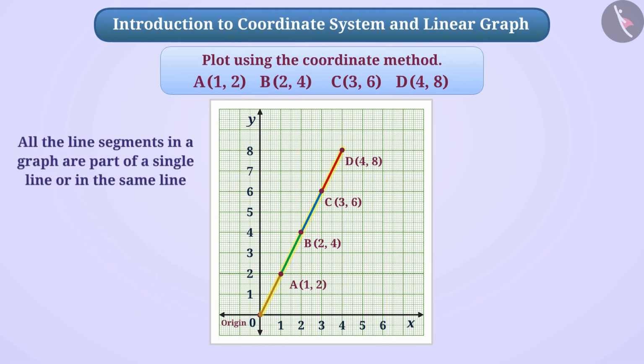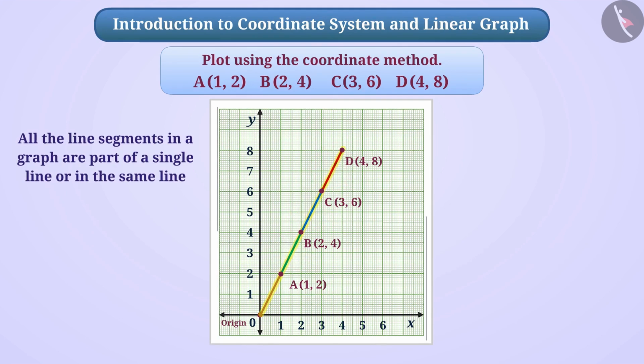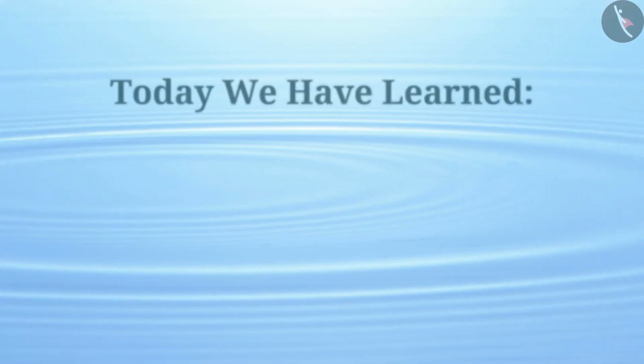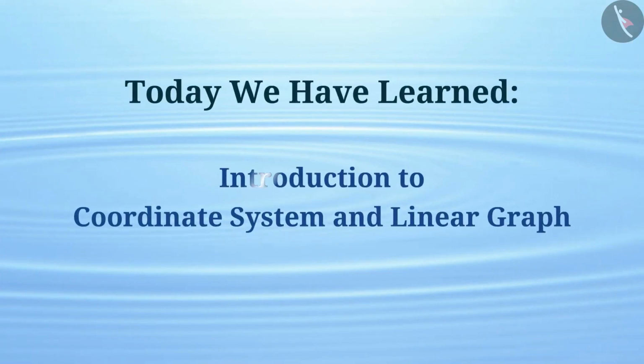Thus, if all the line segments in a graph are part of a single line, or in the same line, then such a graph is called a linear graph. We will understand it better by some examples in the next video. Today we have learned the introduction to coordinate system and linear graph. In the next video, we will see some interesting examples related to it.